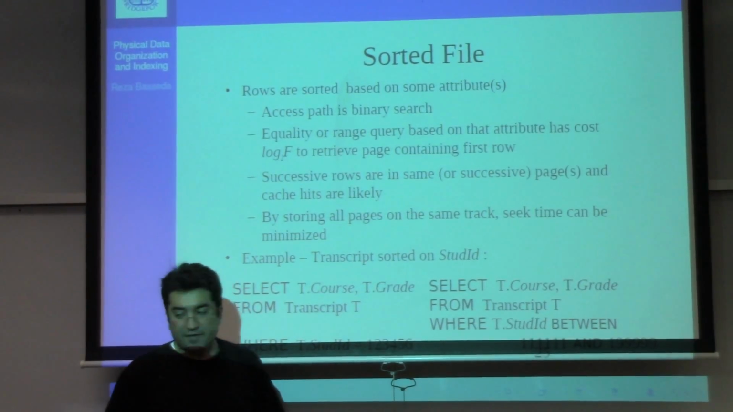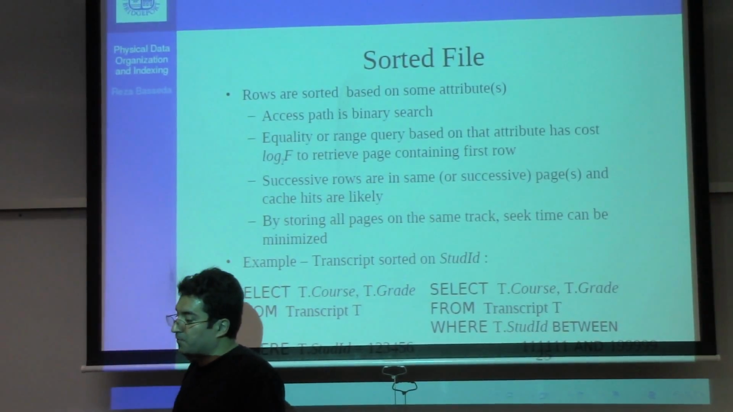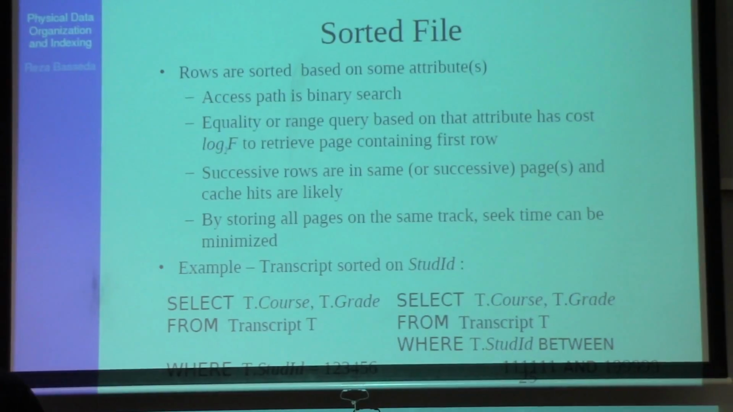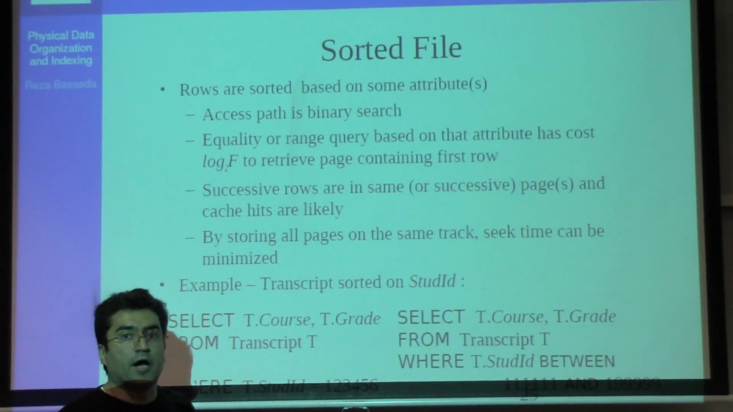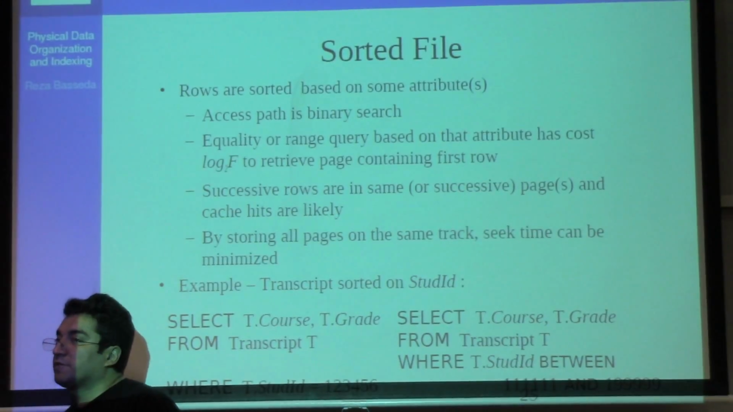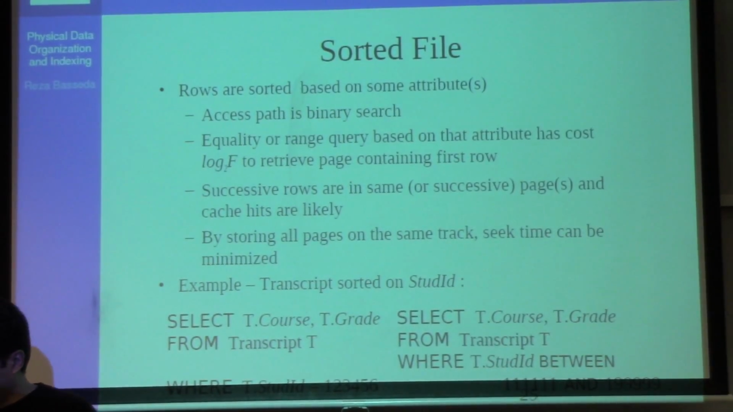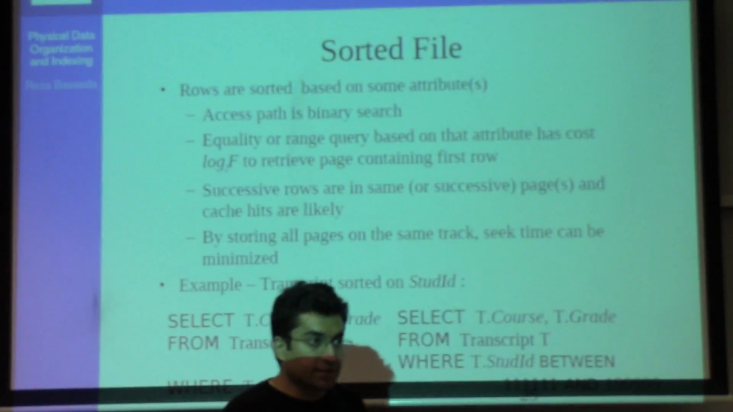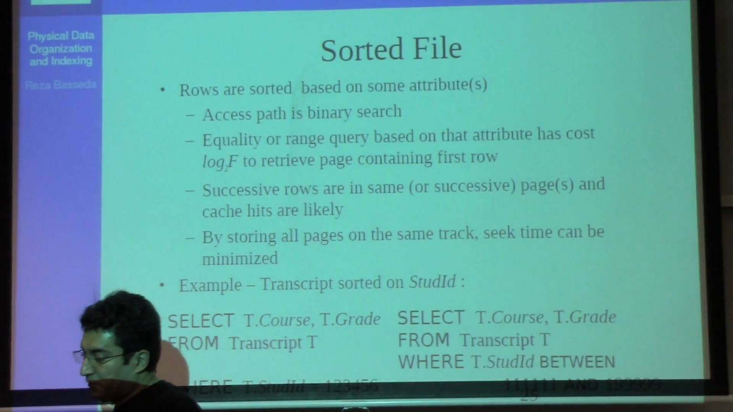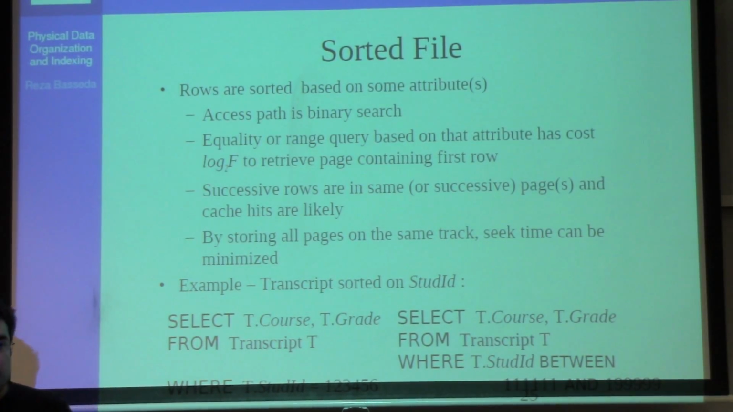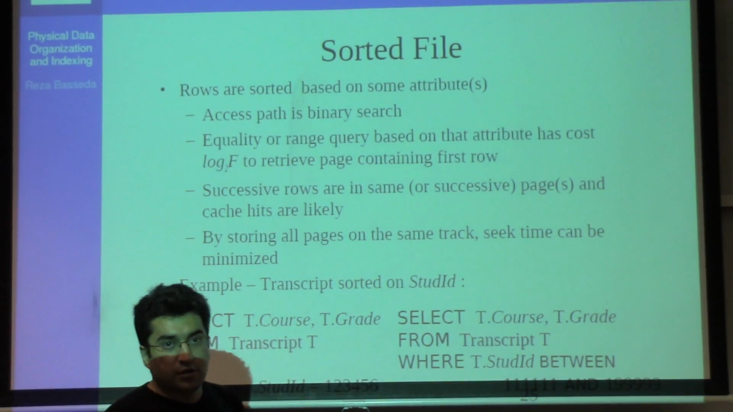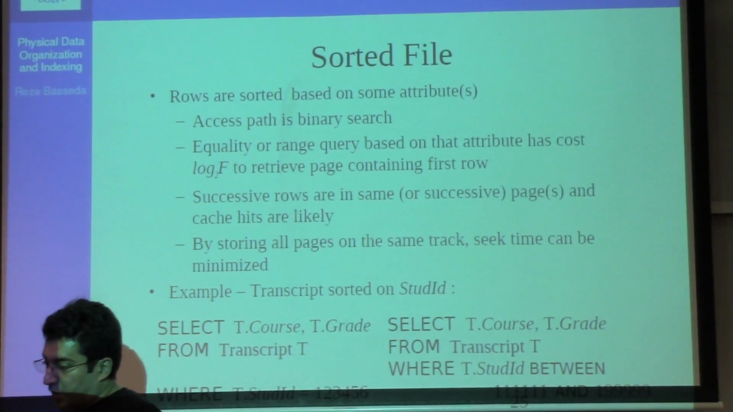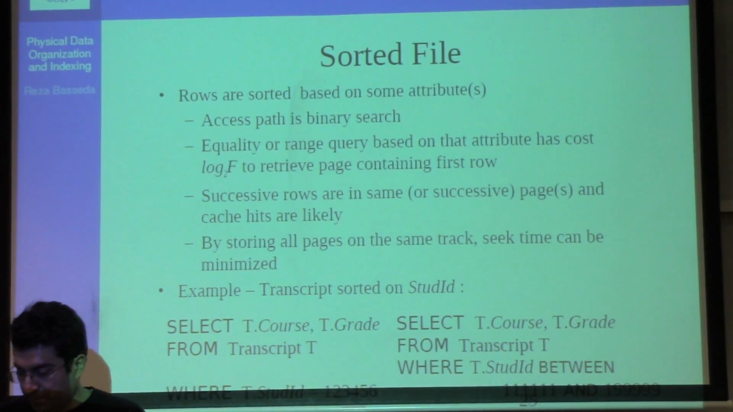Another advantage of sorted files is this: successor rows will be in the same page. Therefore, the number of page faults will be minimized, and also the pages will be sorted together. So if we put all the pages in the same track, then the seek time will be minimized. So the first lesson is that sorted files are much more efficient than heap files, because first of all, seek time is minimized, and also for range queries successive rows are in the same place.